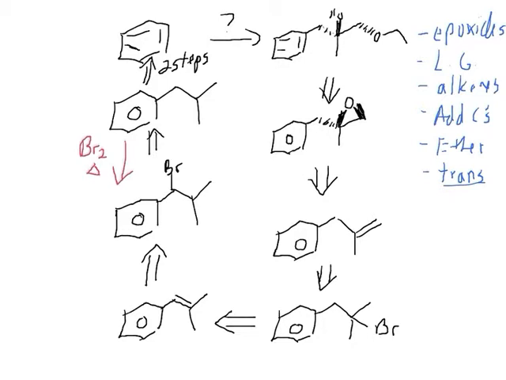Okay? So now if I want to go from here to here, what do I need to do? I'm doing an elimination. So what do I need? I would use a bulky base, but not just bulky and a base, a strong bulky base. You could do E1 here too, because the most stable carbocation is going to be a benzylic carbocation, but you don't have to.